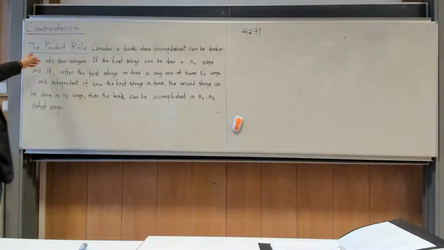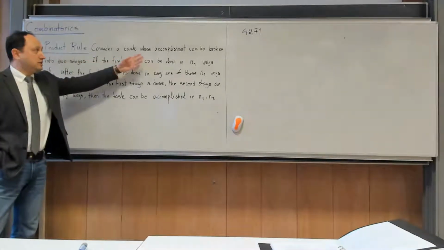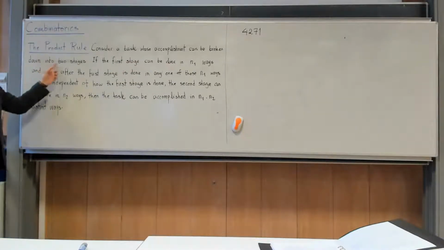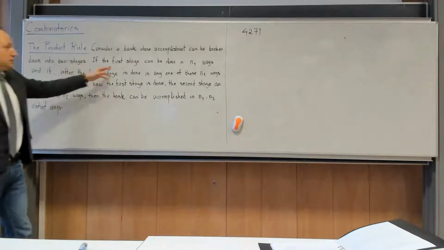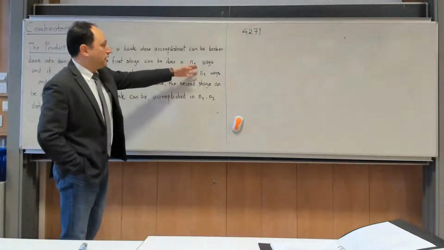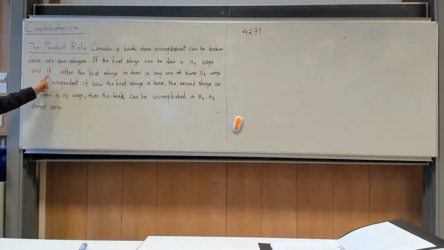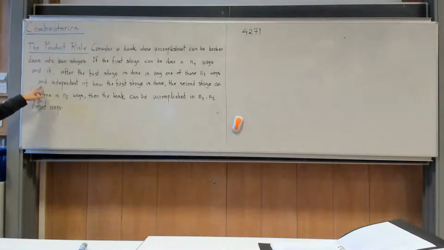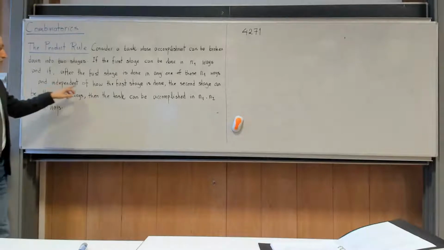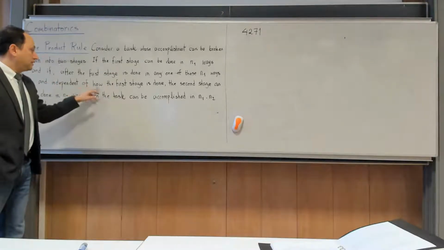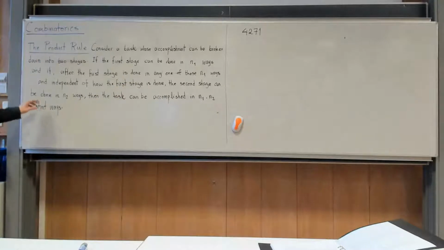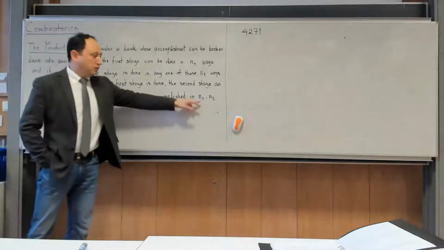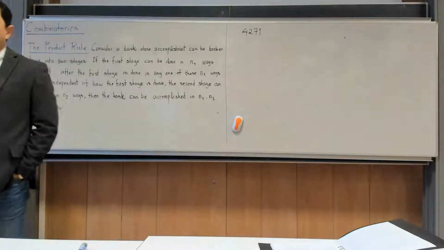Well, let me read this product rule for you. Consider a task whose accomplishment can be broken down into two stages. If the first stage can be done in n1 different ways, and if after the first stage is done in any one of these n1 ways, and this sentence is very important, independent of how the first stage is done, the second stage can be done in n2 ways, then the task can be accomplished in n1 times n2 ways. Is that clear?